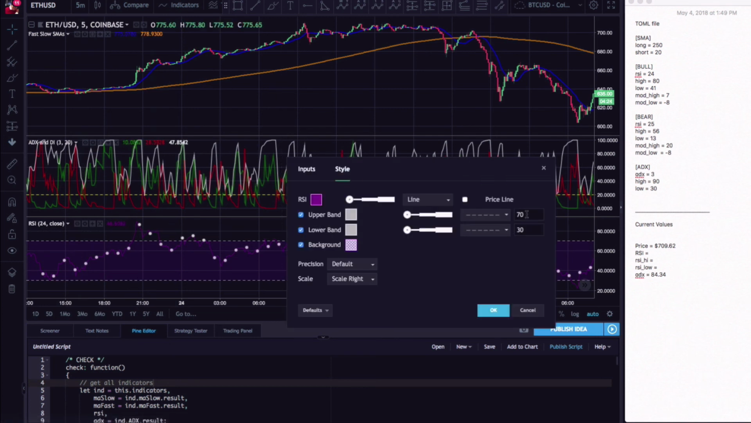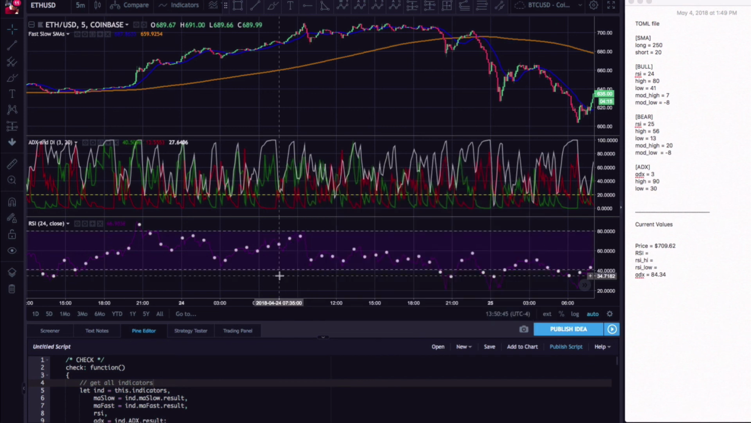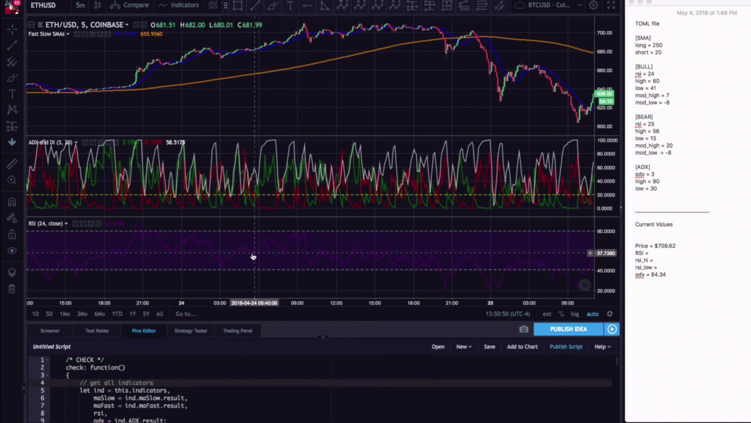We're going to change the default high and lows from 70 to 80, and from 30 to 41. And you immediately see it looks quite a bit different. So again, the idea with this strategy is it will sell when it passes this RSI level, unless the ADX modifies the RSI. And again, it will buy when it dips below this level, and again, depends on the ADX.